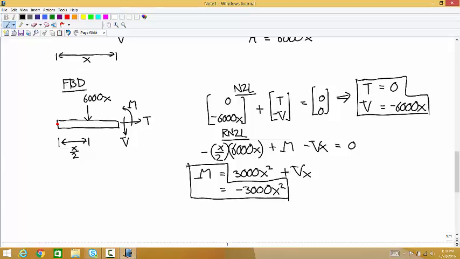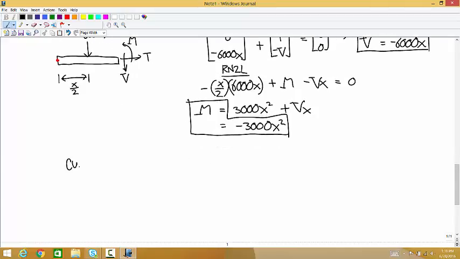Any questions about that? You can do the derivative checks. dm/dx is equal to v. That one works. dv/dx is negative 6,000. Negative dv/dx is positive 6,000, and that's equal to q. q is that constant function of 6,000, so those both work out. You could do the endpoint checks on the left endpoint. You can't do them on the right because these subfunctions that we just found don't hold for x values all the way to the right side, but they do hold for the left end.